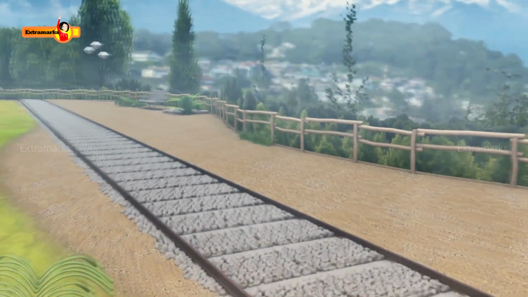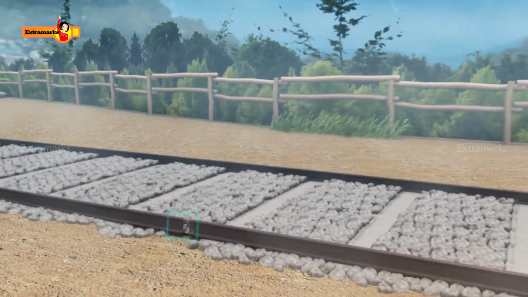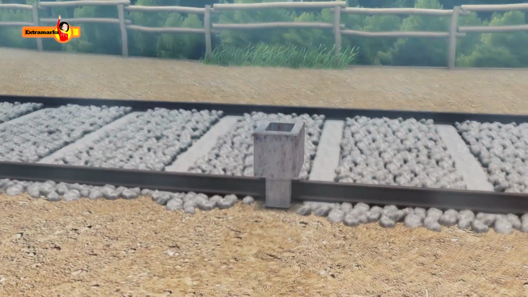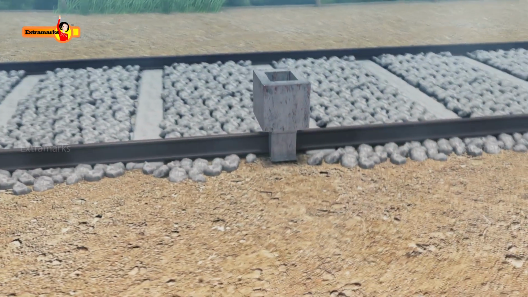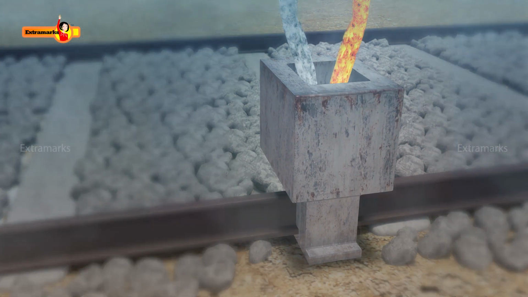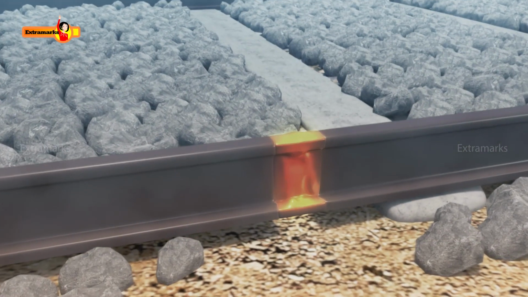But have you ever observed the track on which the train runs? Notice it is not continuous. In fact, the railway tracks are made by joining small units by thermite reaction. In this reaction, aluminium is made to react with processed iron oxide, forming aluminium oxide and molten iron, which joins the two units of railway track permanently.